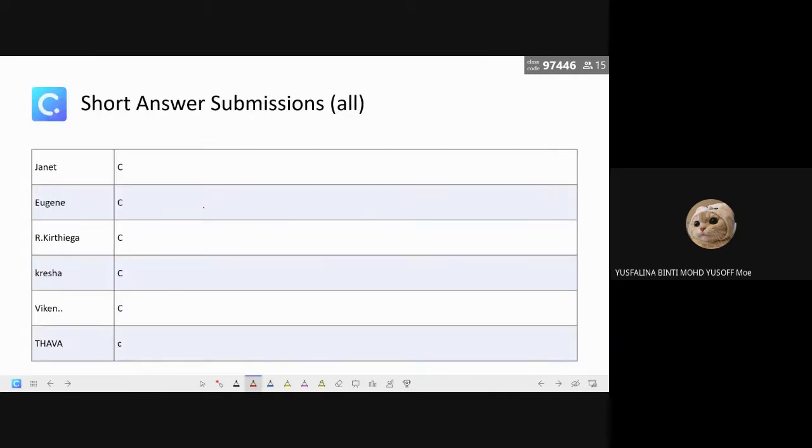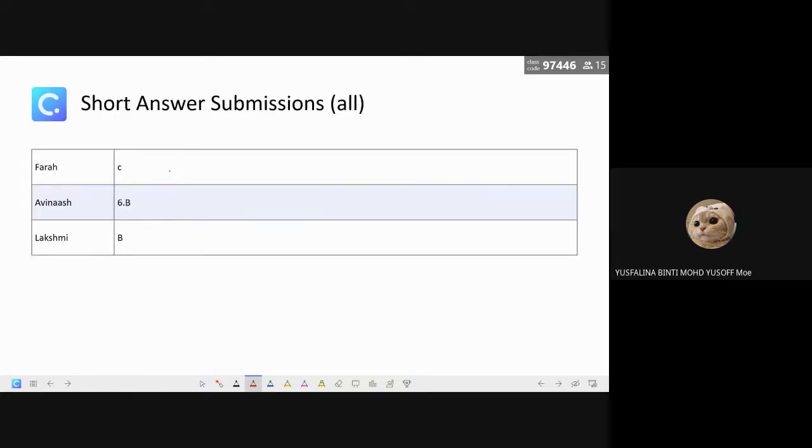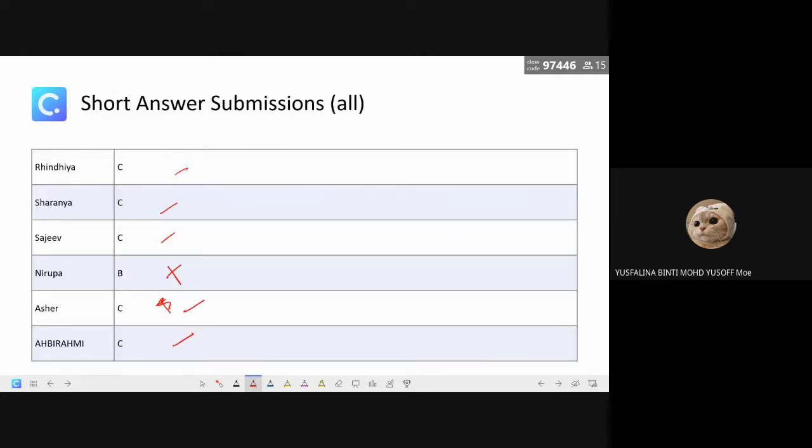Okay, very good. Nirupa, how you got B? Are you divide by 2 again? Avinash? Lashmi? 1 divide by 2, and after that you forgot to divide by 2. Okay, so make sure when you substitute the formula, after that you have to divide by 2 if you use this one. Okay, sorry, S is VT over 2.